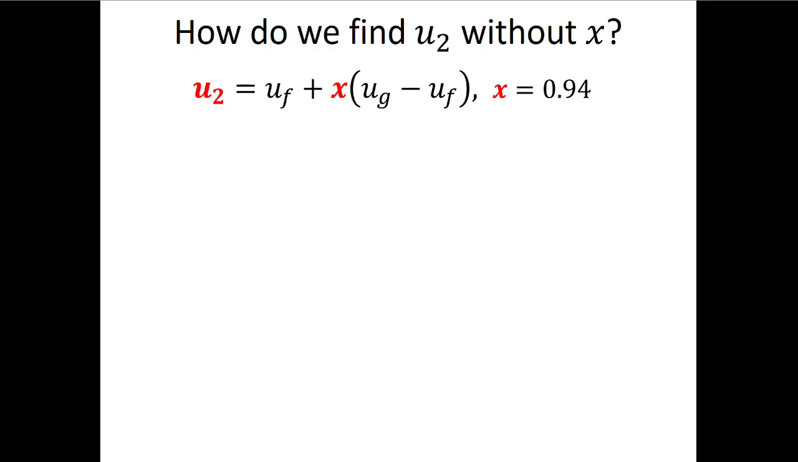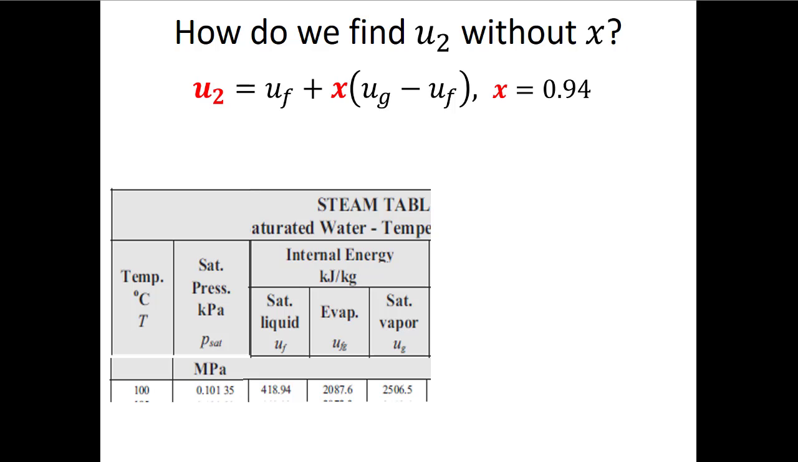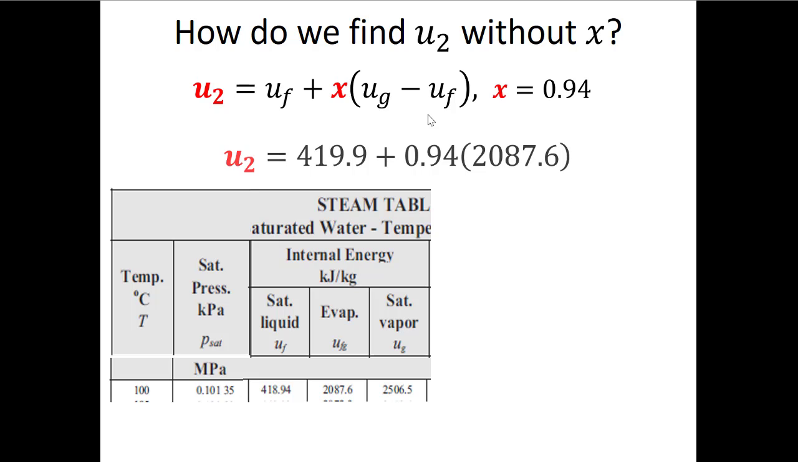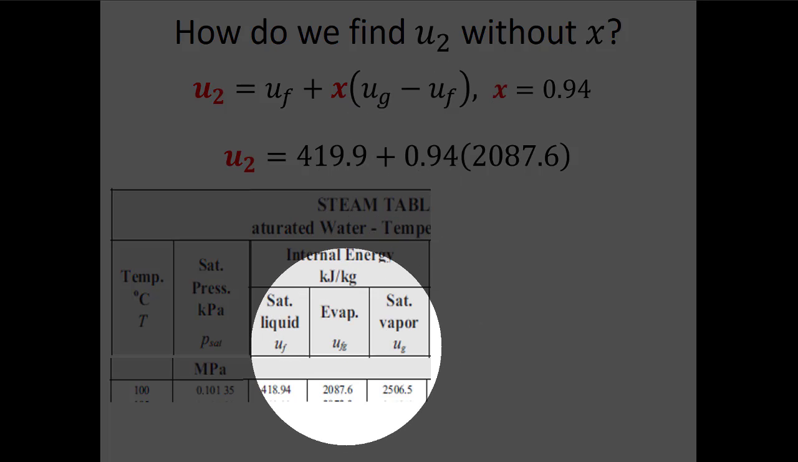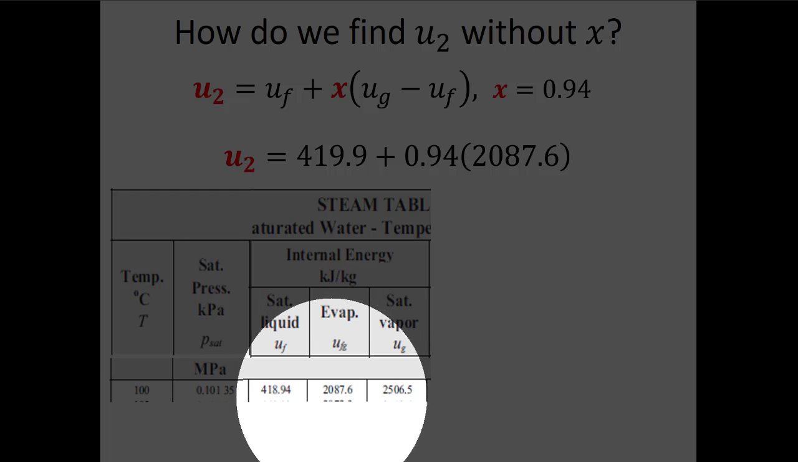So now that I know the quality, which I found from the specific volumes, I can put that back into my equation for specific internal energy, right? Now this X is known, so I can look up UF and UFG. See, the tables in the textbook don't give us UFG, they only give us HFG, but in this case we have UFG, so that's nice. So we can use that here, and I see that I could do the subtraction myself, 2506.5 minus 418.94, but why spend the time?